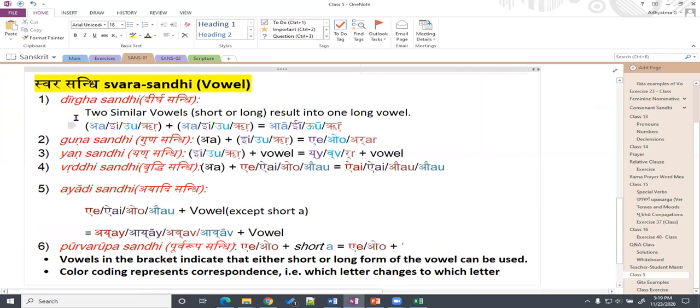So within swara sandhi, dirgha sandhi, that means dirgha is long vowel. Because it results into the long vowel, the resultant vowel is the long vowel, we call it dirgha sandhi.